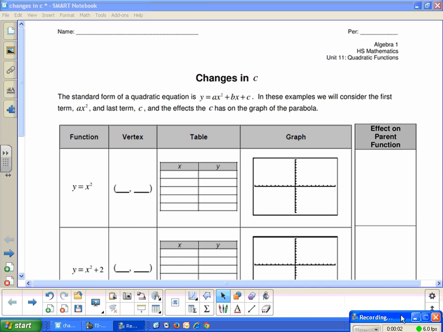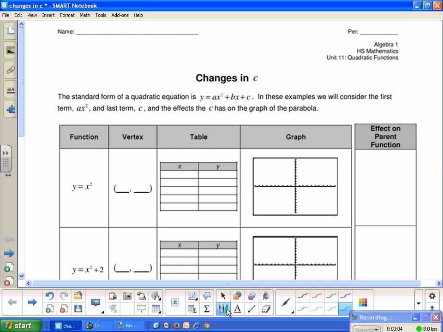For changes in C, we're going to start out the same way. Parent function starts at 0, 0. No changes because it is the parent function. Okay. This is our basis that we want to start with.